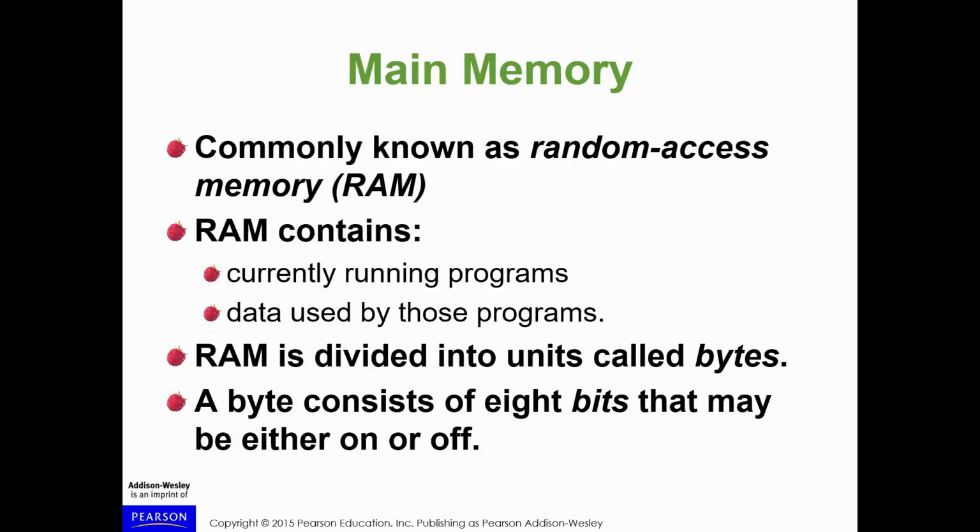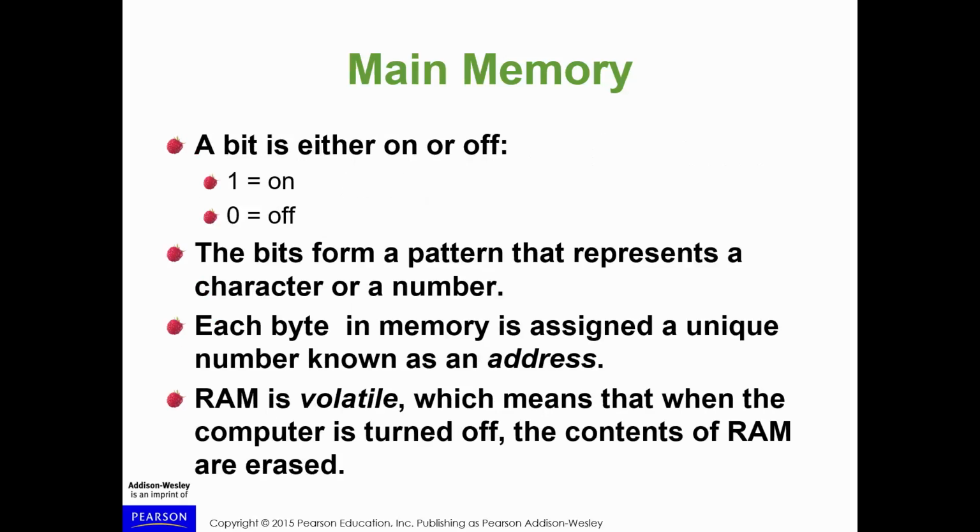RAM, as mentioned, is typically divided into units that are called bytes. All right, and a byte is actually kind of an acronym. It stands for a binary digit, so it's 8 bits that can be either on or off. On signified by a 1, off signified by a 0.